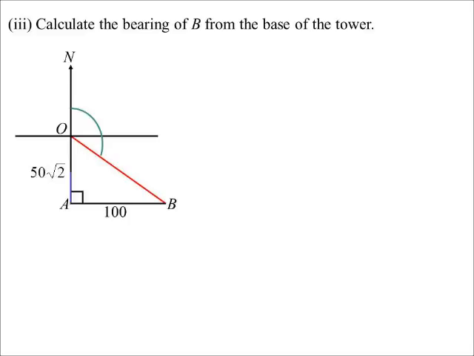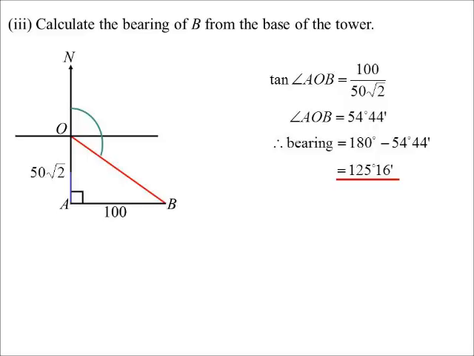Okay. We're now going to calculate the bearing of B from the base of the tower. Okay. So there's that triangle again, OAB. A bearing of B from the base. So we place the compass at O. We want NOB. Well, I can find AOB, simple right angle triangle will do that. AOB, 54, 44, that turns out to be. So the bearing must be 180 minus that, 125, 16 for a bearing.